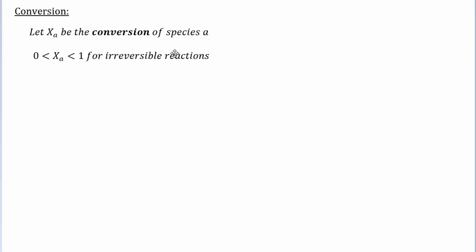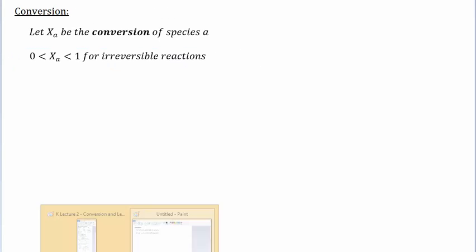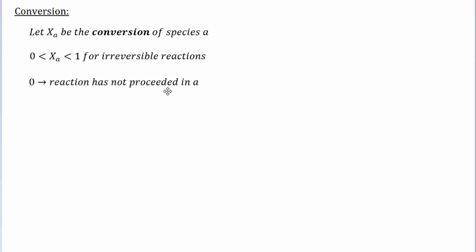Alright, so let's first define conversion. Let's say you have a species A. Let's call X sub A the conversion of species A. We're going to say the conversion needs to be between 0 and 1. It cannot be greater than 1, it can't be less than 0. Now, if our conversion is 0, what that means is that nothing has happened in the reaction, so we haven't lost or gained any A.